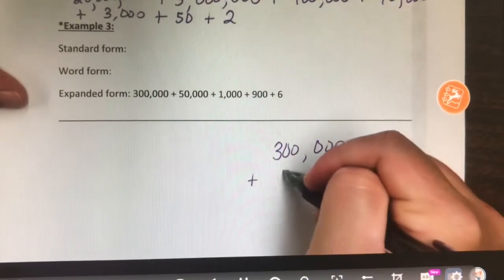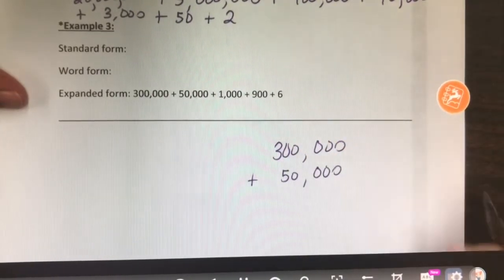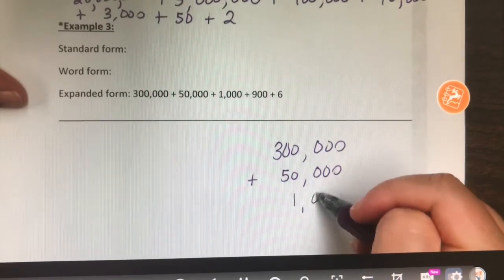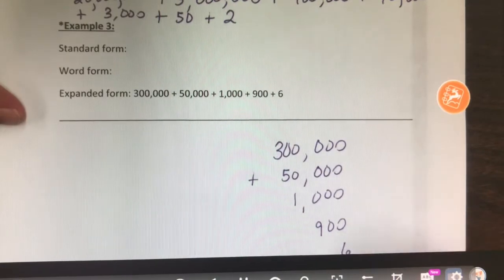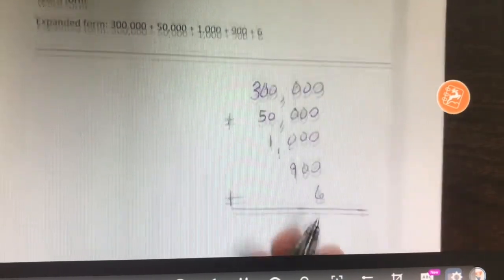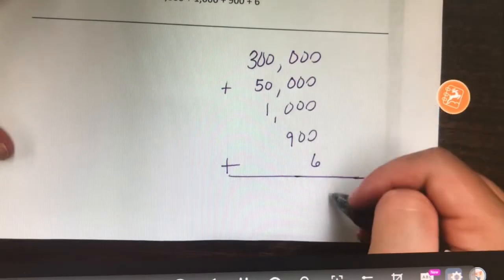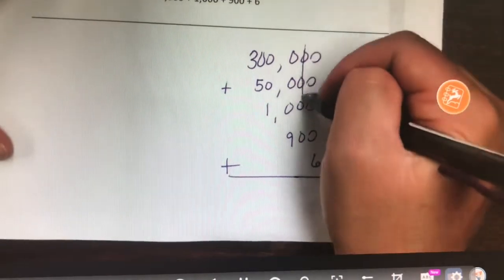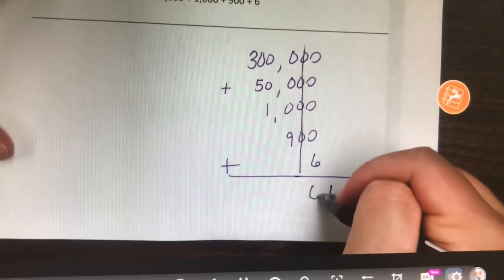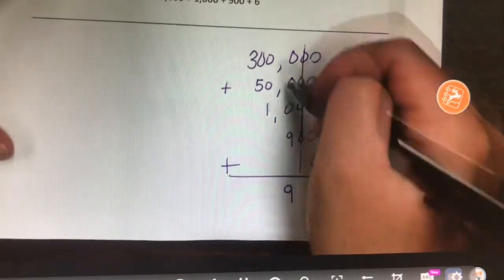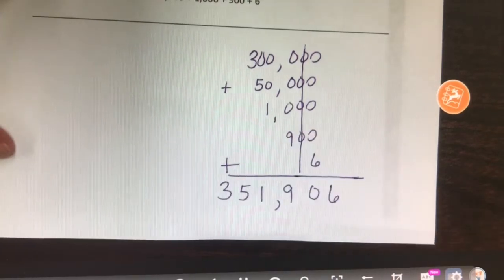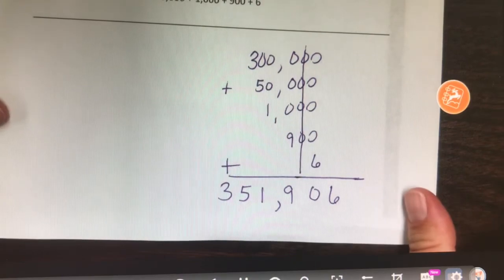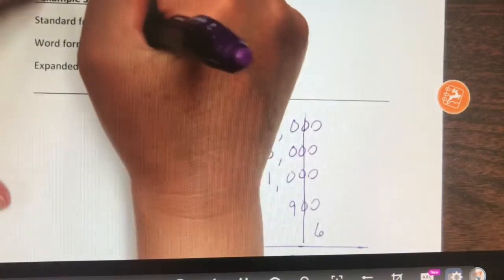300,000 plus, now you have to make sure your place values are lined up or it's not going to help. 1,900, and the 6 is in the 1 spot, so that's where you have to be careful. Okay, so nothing in the 1s column except 6. There's nothing in this column, so that's a 0. 9, comma, 1, 5, 3. Okay, so by doing that, I put it in standard form right there, so it's 351,906.